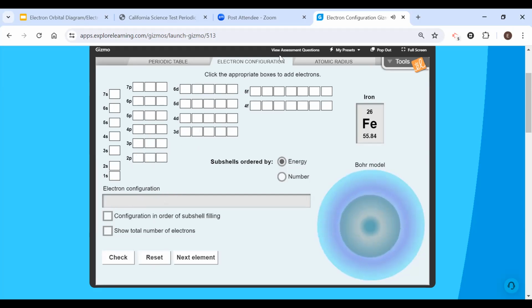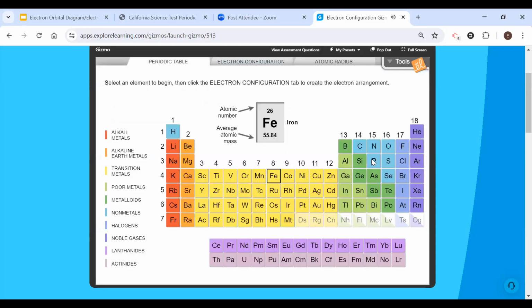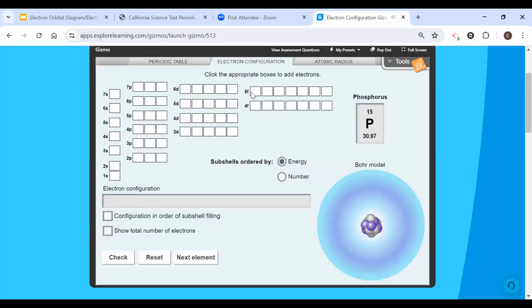Then we go to phosphorus. Okay, phosphorus. Here we go. We place 15 electrons. 1, 2, 3, 4, 5, 6, 7, 8, 9, 10, 11, 12, 13, 14, 15. You see the electron configuration?